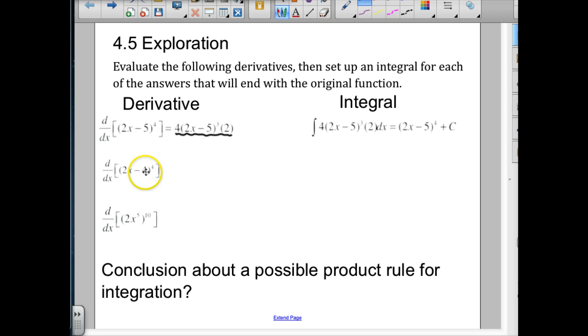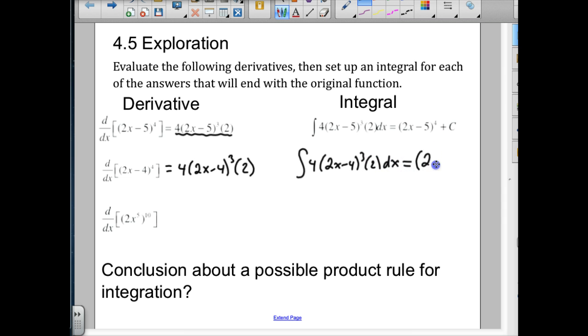If we take the derivative of (2x - 4)^4, it should be 4 times (2x - 4)^3, and then times the derivative of the inside, which is 2. So let's write that integral. The integral of 4(2x - 4)^3 times 2 with respect to x should be (2x - 4)^4 plus c.